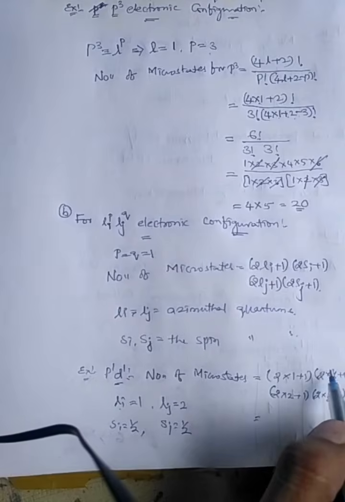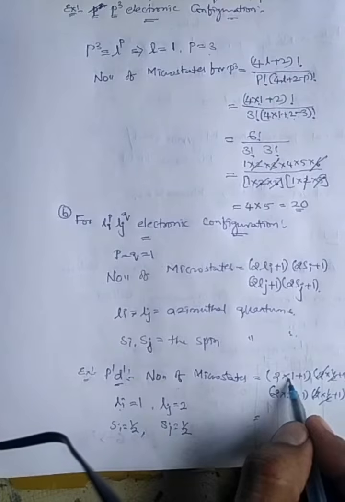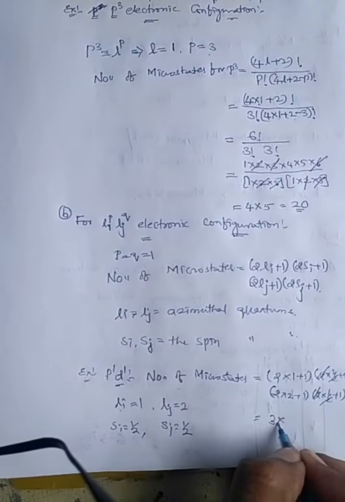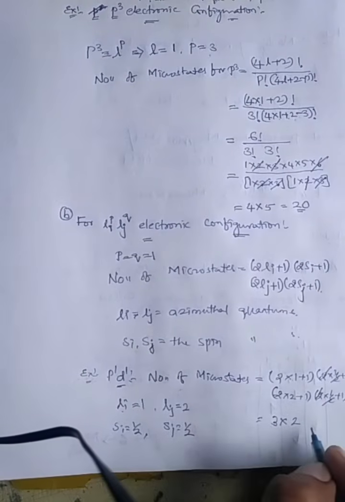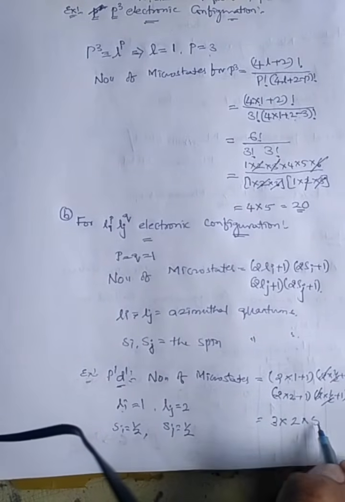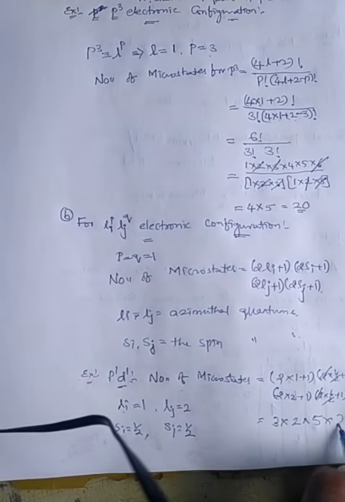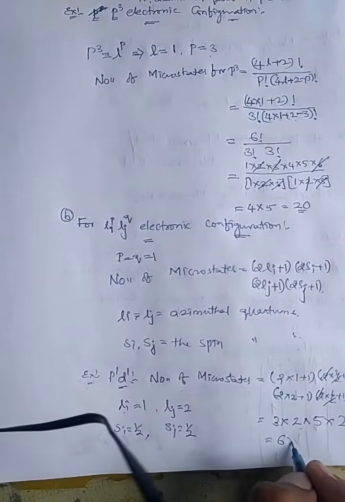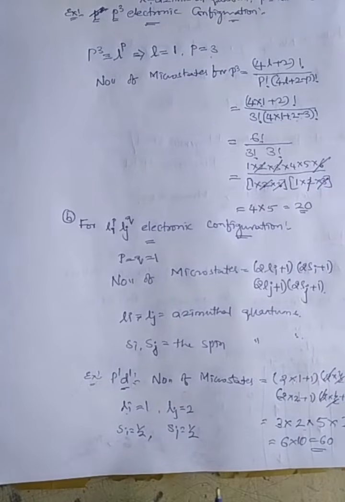Here 2 will get cancelled, 2 get cancelled, where we have 2 into 1 will be 2, 2 plus 1 is 3, so 3 into this 2 will cancel, resulting in 1 plus 1, which is equal to 2. So in multiple of that, 2 into 2 is 4, 4 plus 1 is 5, so 5 in multiple of that, 2 will get cancelled, it results in 1 plus 1 will be 2, right? So 3 into 2 is 6, 5 into 2 is 10, totally 6 into 10 is 60. So for a P1 D1 electronic configuration, the number of microstates is 60.